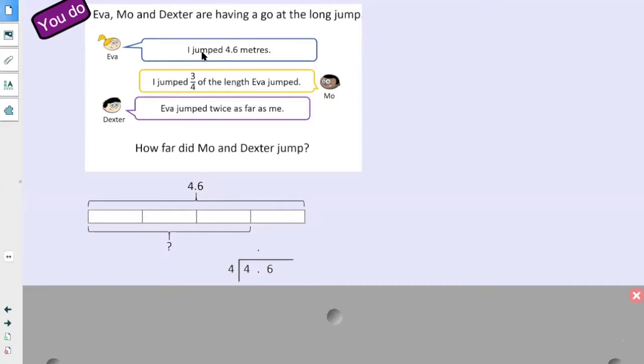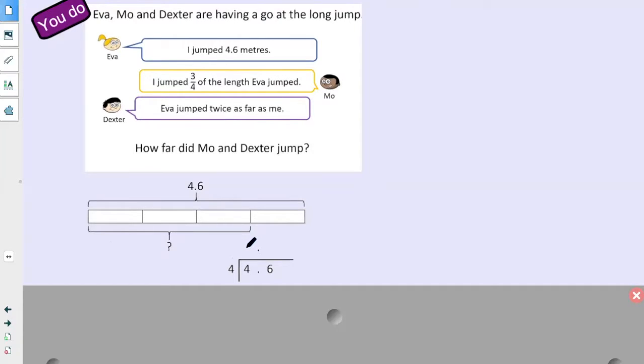So I know how far Eva jumped. The next person I'm looking at is in the yellow bubble here, and that's Mo. He says, I jumped 3/4 of the length Eva jumped. So what I've done, I've drawn out a bar model with 4 equal parts, representing the 4 equal parts here on the fraction. And we need to find out what the value of 3 of those were. So to do that, I'm doing 4.6 divided by 4.